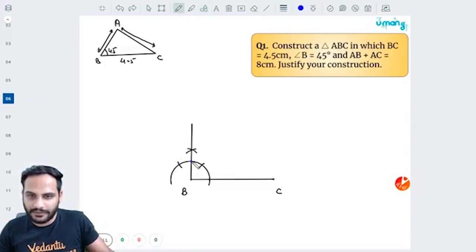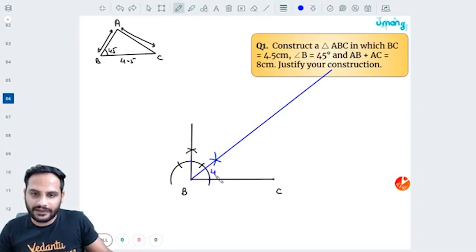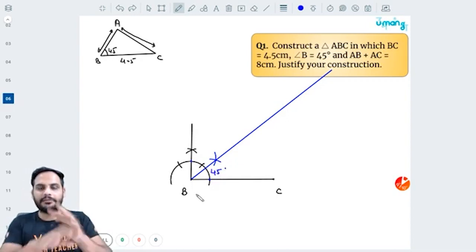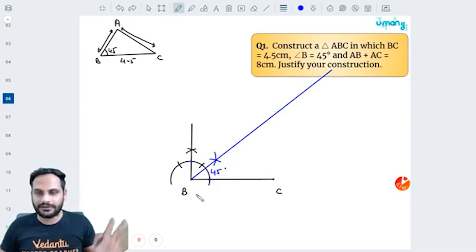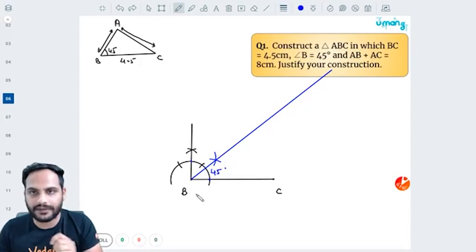Keep the tip of the compass over here, open the compass more than half, make one cut over here, and for the same suitable length, another cut over here. So this angle will be your 45 degrees. This is the line we have drawn at 45 degrees. So this angle I have drawn is 45 degrees and BC I have drawn is 4.5 centimeters, using the help of a scale, and this one using the help of a compass.